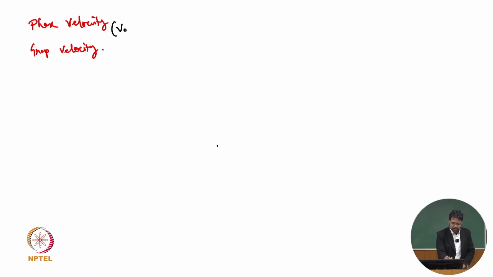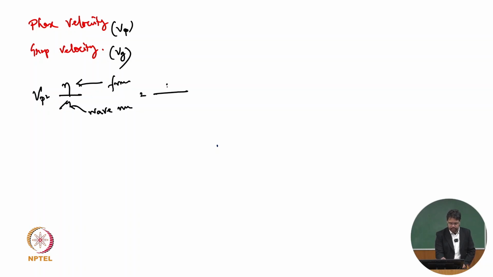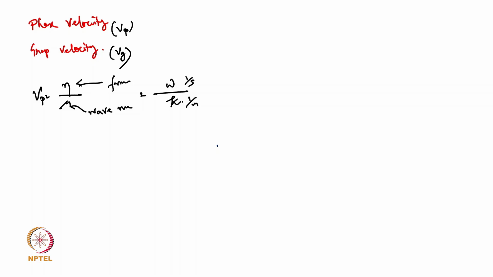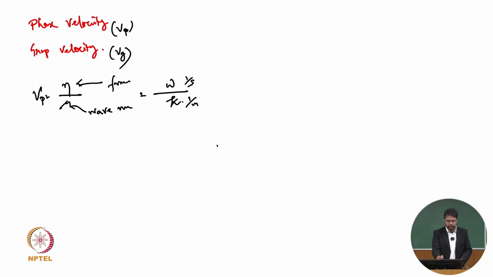So phase velocity is known as Vp and this is Vg. Vp is written as, you can think, eta divided by mu, where mu is the wave number and eta is the frequency. Or you can also think of this as omega divided by wave number. Wave number is kappa. The unit is 1 by meter and this is 1 by second. So omega is 1 by second and kappa is 1 by meter, so the unit comes out as meter per second.